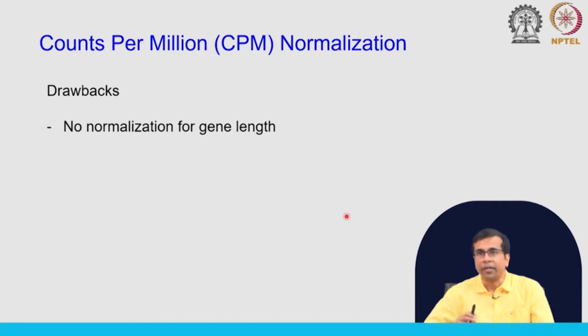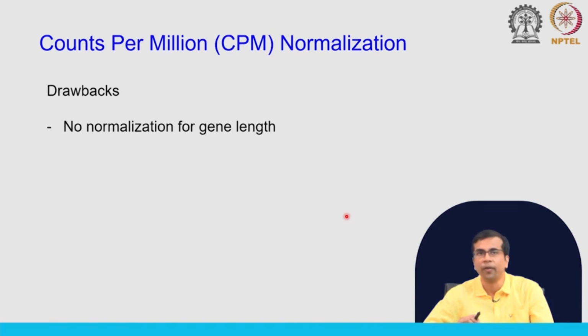This is a very simple normalization, so of course it has a lot of drawbacks. One of the major drawbacks is that we are not doing any normalization for gene length. We are only normalizing for the total sequencing depth. As you can see, we have got the same total for all the samples, but we have not worked with the gene length at all. That means we cannot really compare expression levels of genes even within a sample.